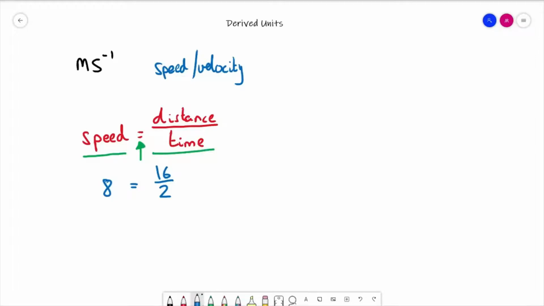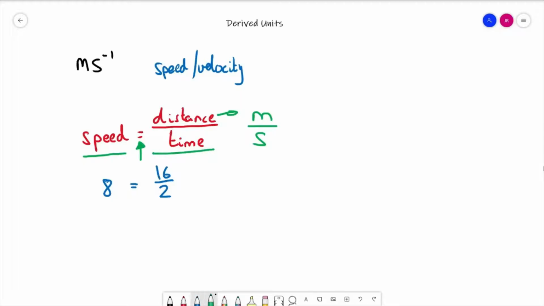Now, of course, this works for units as well. If we go back to the equation and start to look at the units, well, we know that the unit of distance is metres, and we know that the unit of time is seconds. So on the right hand side we have the unit metres divided by seconds.